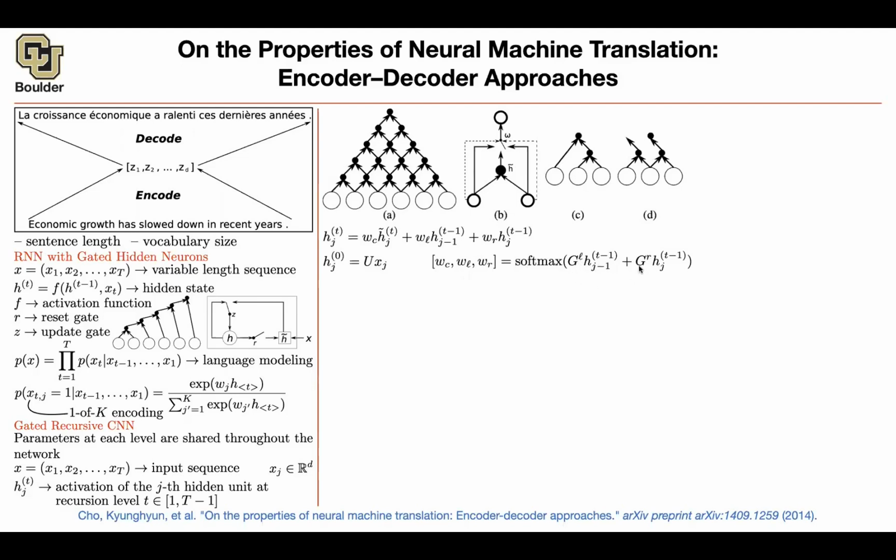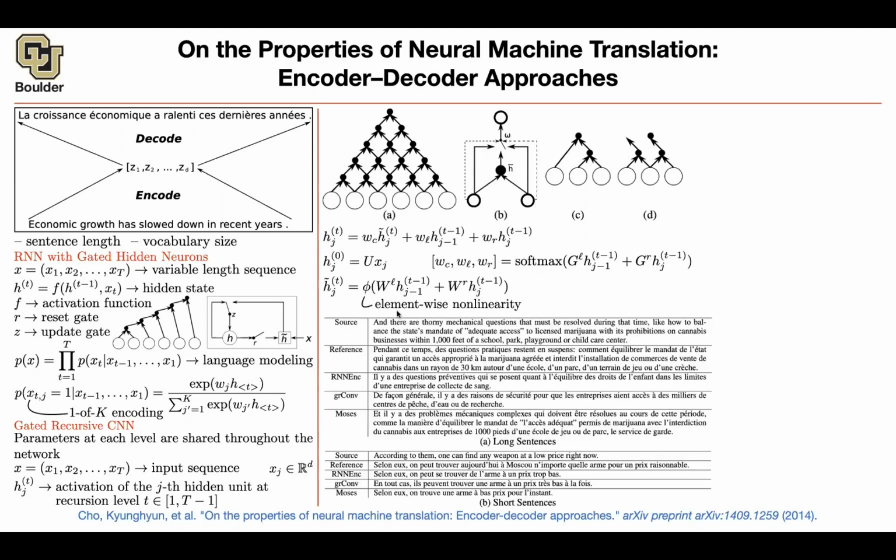So these are the parameters that you're going to learn, GL, GR. And then what is the center information? What is H tilde? It's a linear combination of the first word, the left word, and the right word, and then you push it through an element-wise nonlinearity. But the aim of this paper is not to introduce a new architecture.